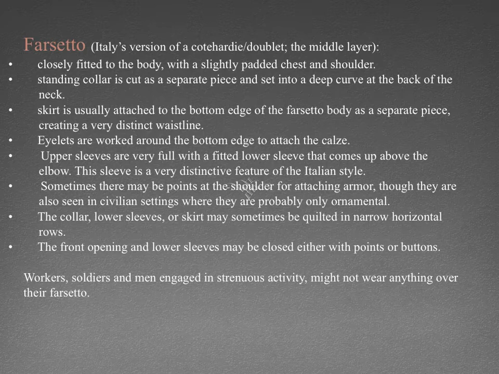And then it's 2 pieces. The front and backs are cut in a rectangle or shaped rectangle down to the waist, and then they have like a skirt attached to the bottom edge. And so this makes a very distinct trim waistline. And then there are these eyelets all around the bottom edge for you to run laces through to attach the hose or your calza to the farsetto.